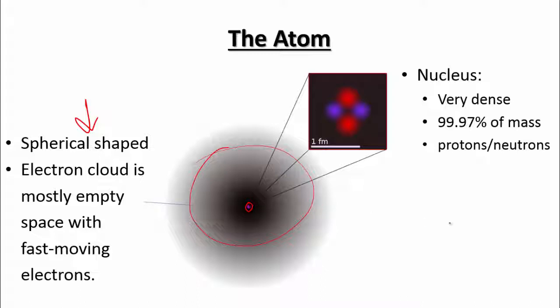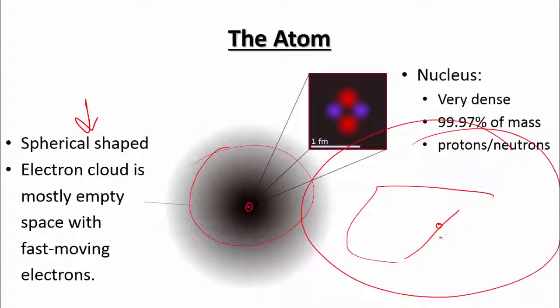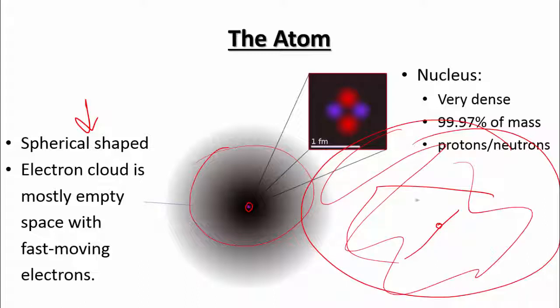An analogy I remember from my high school days is to imagine a marble on the 50-yard line of a football field, and imagine the entire stadium. If you had a marble at the center of a football stadium, that'd be roughly the size of the nucleus, and then everything else there is technically empty space around there. So the nucleus is very dense. Almost all of the mass is going to be found there, and that's where you're going to find the protons and the neutrons.